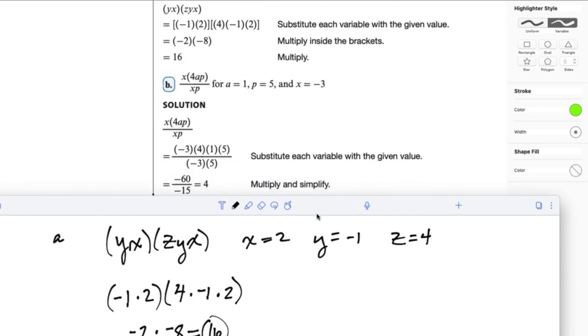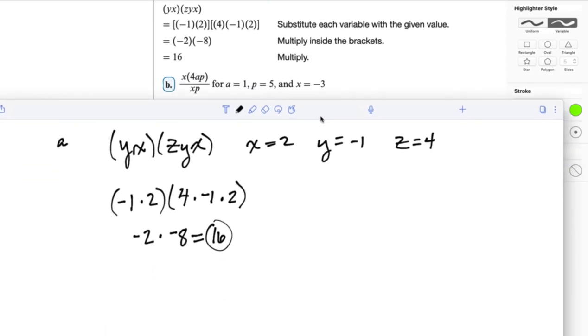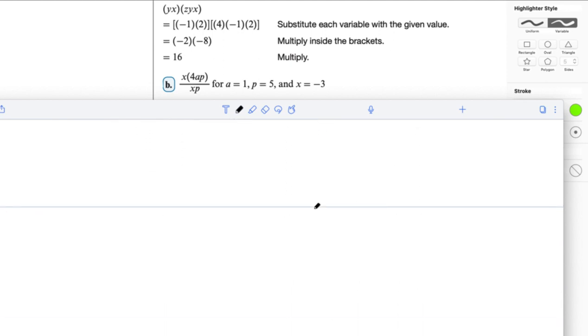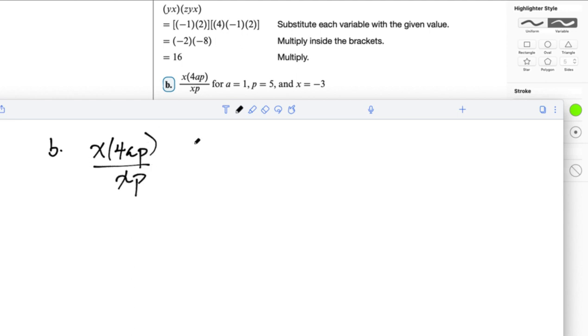Let's see what we have for part B. Part B, our expression is a little bit more involved. So we've got like a little fraction action. So let's go ahead and see how that plays out. So in part B, we've got x times the quantity of 4AP, all of that over xp. I'm not even going to lie, I would want to simplify this first. A equals 1, P equals 5, and x equals negative 3.